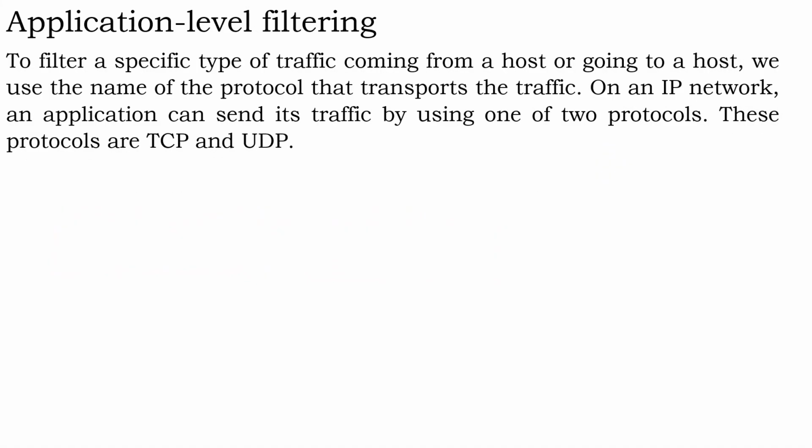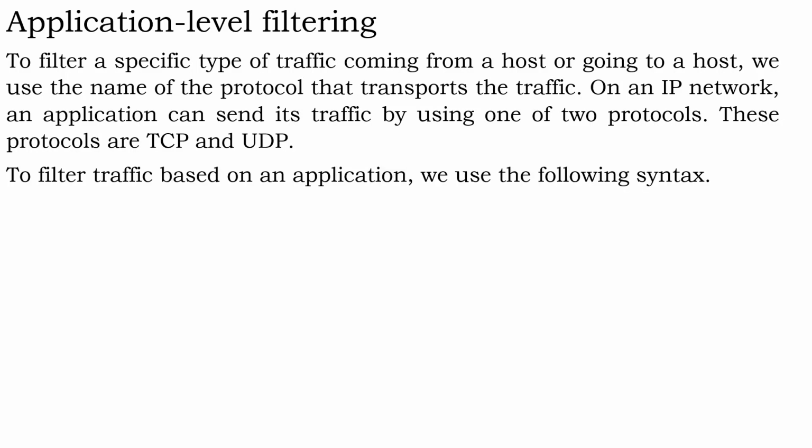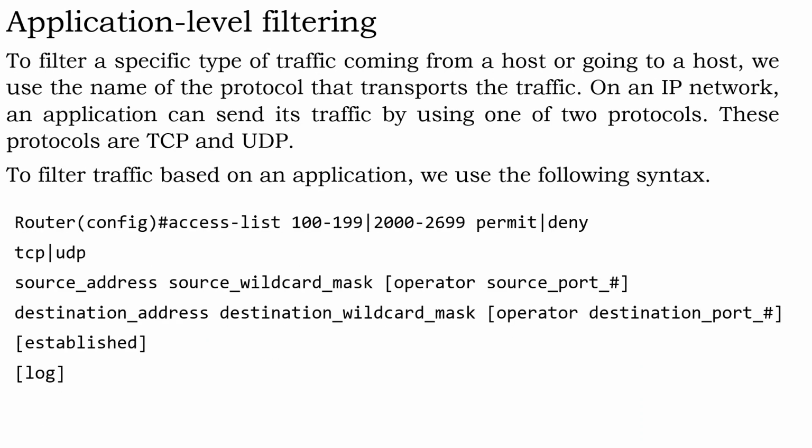To filter a specific type of traffic coming from a host or going to a host, we use the name of the protocol that transports the traffic. On an IP network, an application can send its traffic by using one of two protocols. These protocols are TCP and UDP. To filter traffic based on an application, we use the following syntax.